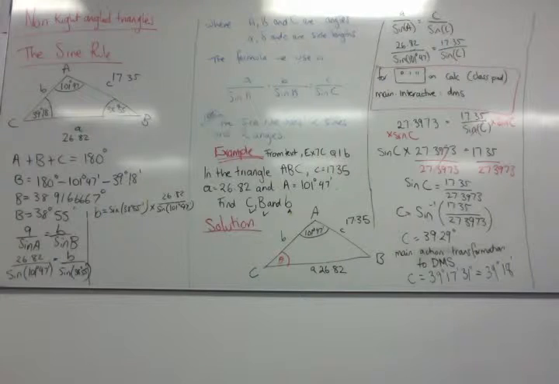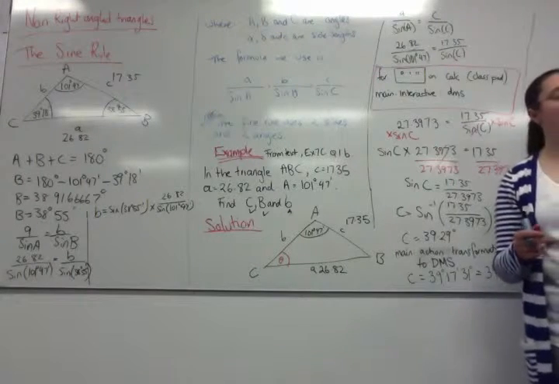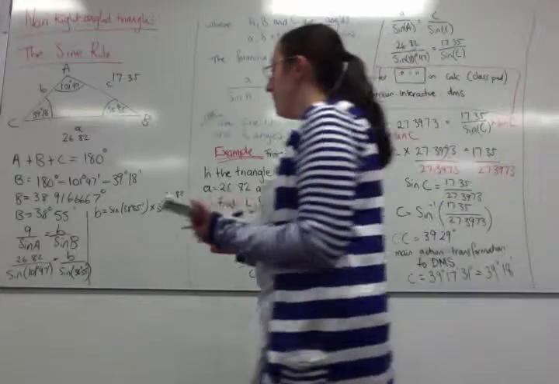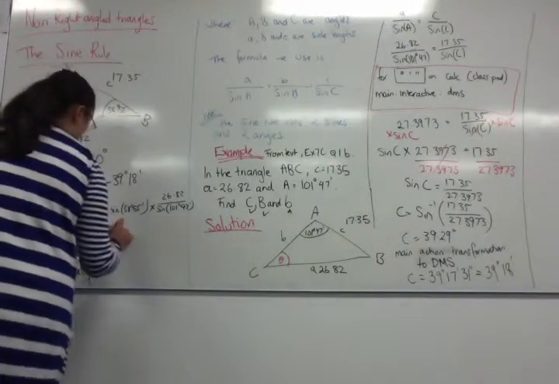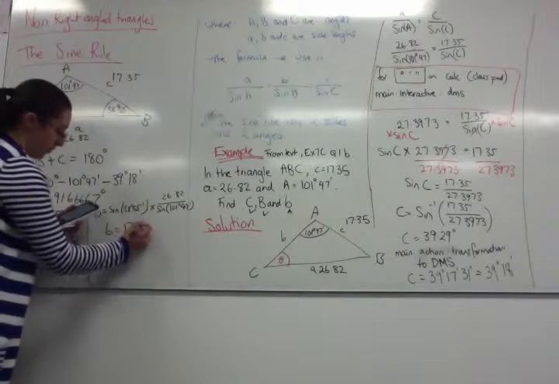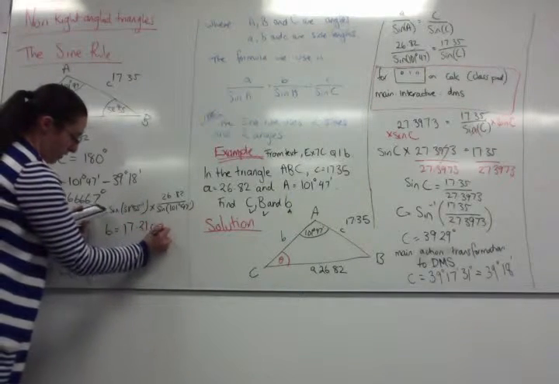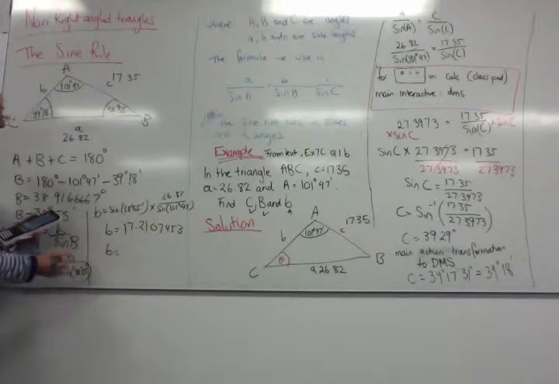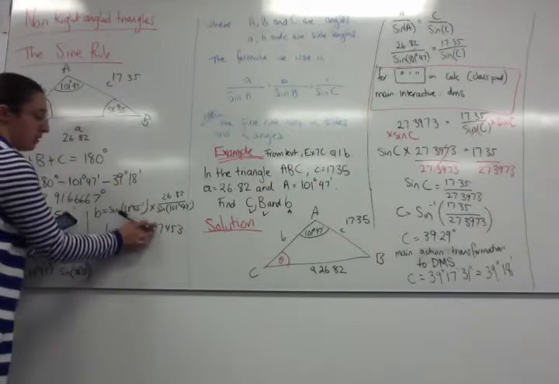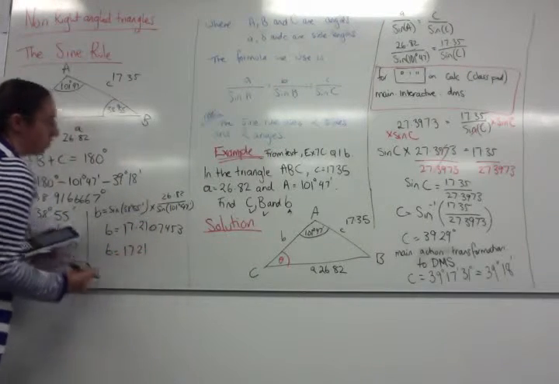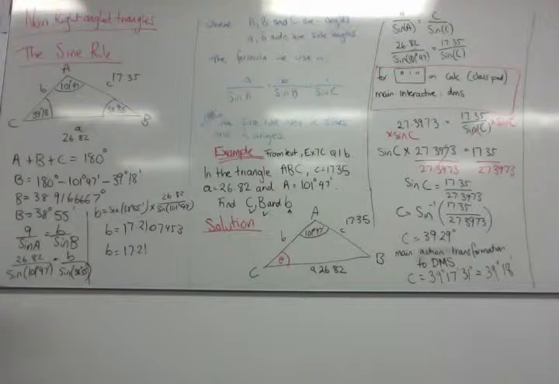And what do you come out with as your answer? Has anyone gotten that far yet? b should come out as 17.2107453, so 17.21 to 2 decimal places. So wait, how do you do this? Where do you put the C?